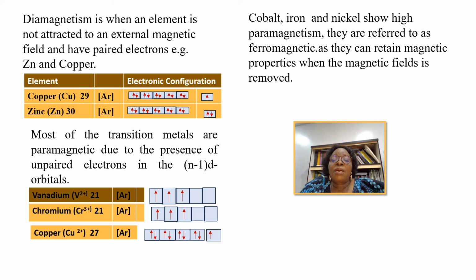There are elements like cobalt and nickel that show high paramagnetism. What do we mean? They are called ferromagnetic materials, such as iron, nickel, and cobalt, as well as their alloys. They can retain their magnetic properties even when the magnetic field is removed. They are very, very magnetic. They attain permanent magnetic moments. Hence, they are called ferromagnetic elements.